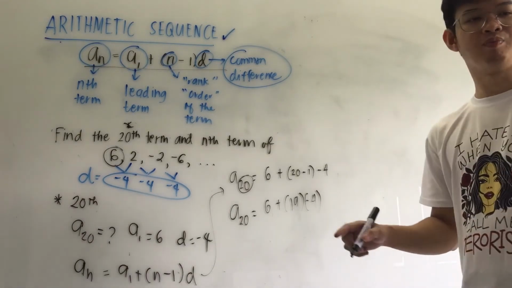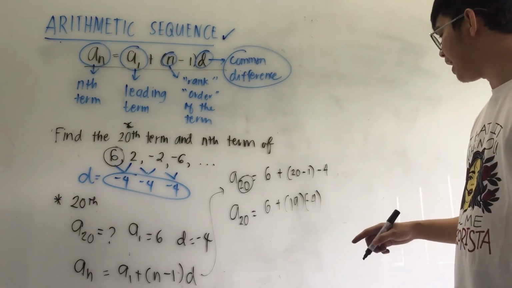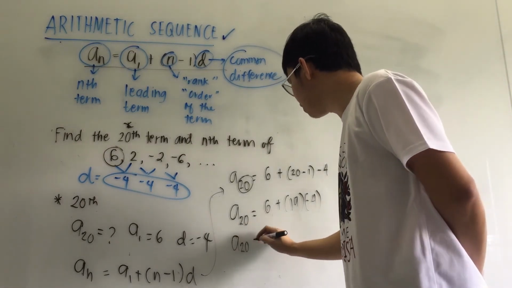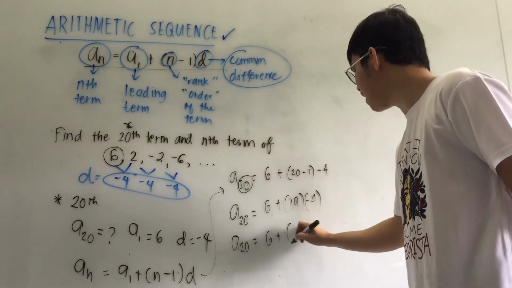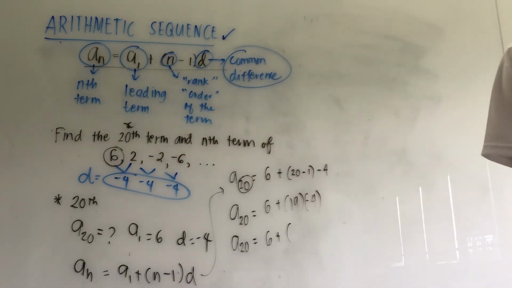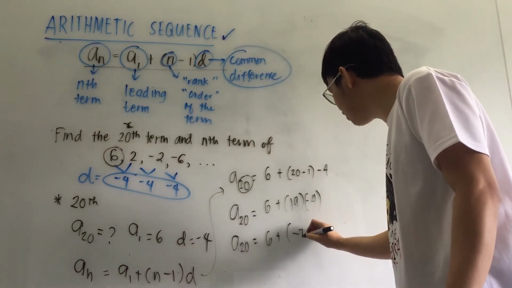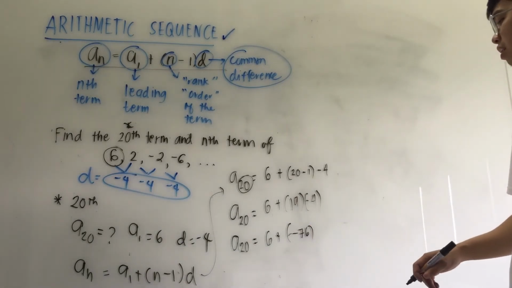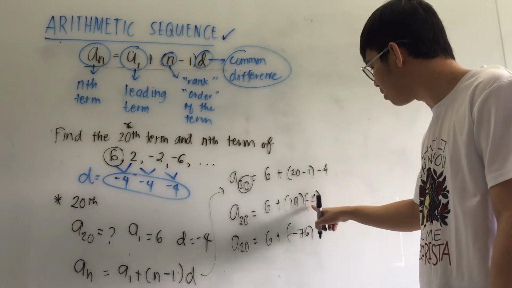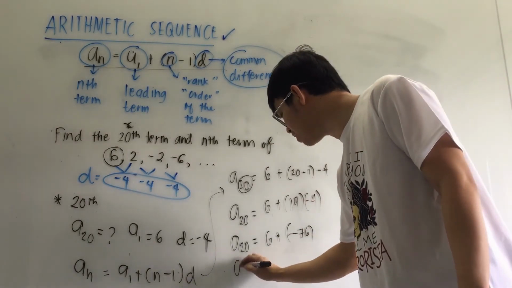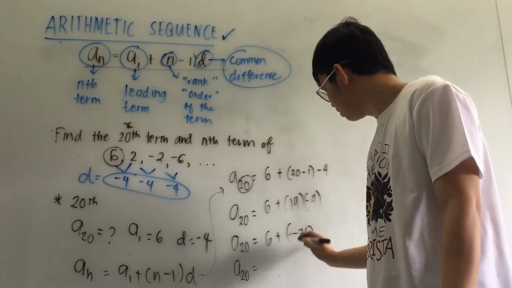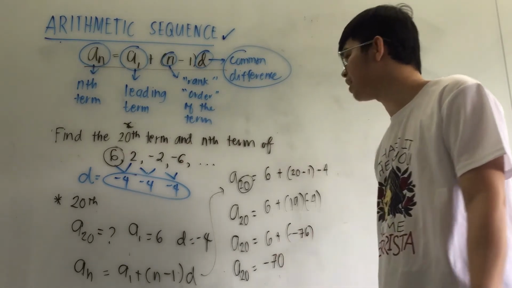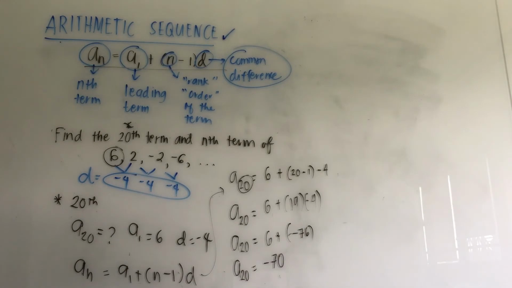Okay? Now, we will be having a sub 20 equals 6. What is 19 times 4? 19 times 4 is 76. So negative 76. Don't forget the negative sign. It's really important, otherwise your answer will be incorrect. So that's 19 times negative 4 is negative 76. And then a sub 20 will be negative 70. So that's your a sub 20.